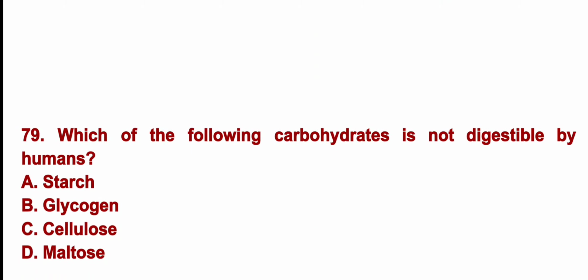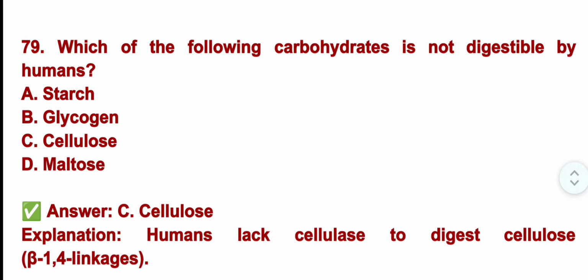Question number 79. Which of the following carbohydrates is not digestible by humans? The correct option is option C, cellulose. Humans lack the cellulase enzyme, which helps to digest cellulose.